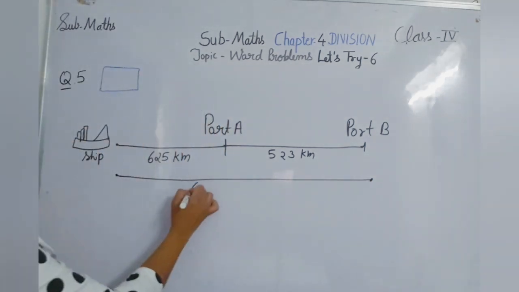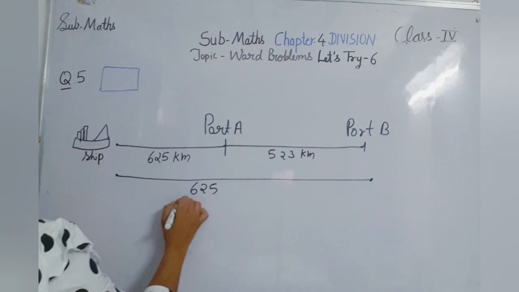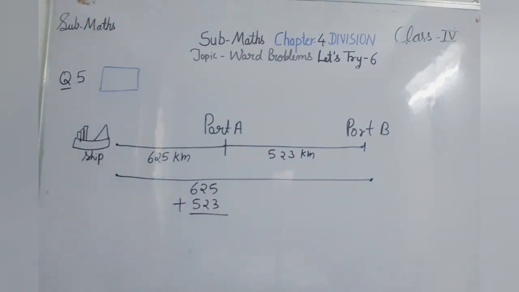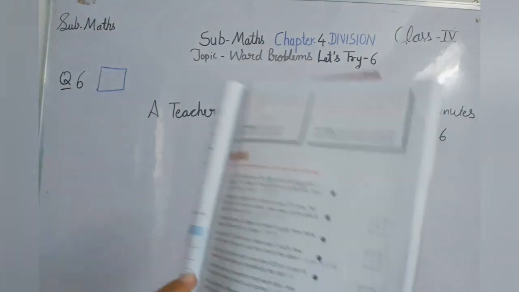So what will we do? 625 plus 523. Clear? So in question number 5, what do we have to do? Which operation will we use here? Plus. Okay, in question number 5, we have to use the plus operation. See the next question, question number 6.